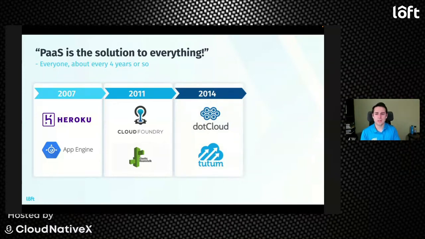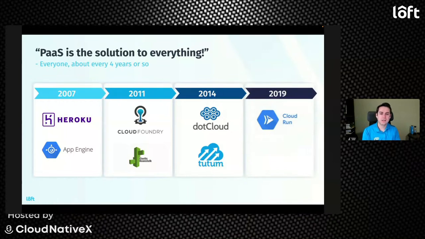And then there was the whole Docker container ecosystem happening, Tutum and then dotCloud, which ultimately turned into Docker. Those PaaSes came a couple of years later. And today we're seeing PaaSes emerge based on Kubernetes to solve the complexities, not of containers, not of cloud, but of Kubernetes now. So we have things like Google Cloud Run, which try to be that PaaS layer on top.